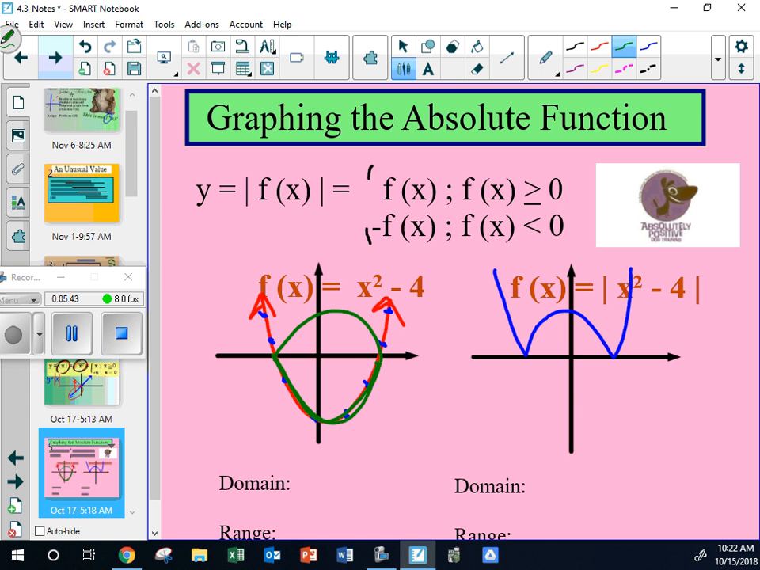And now my graph is that and not that anymore. Those are gone because they were negatives and the absolute value caused them to become positive. All right, let's see if you understand what the domain and range of this thing is now that we're done.